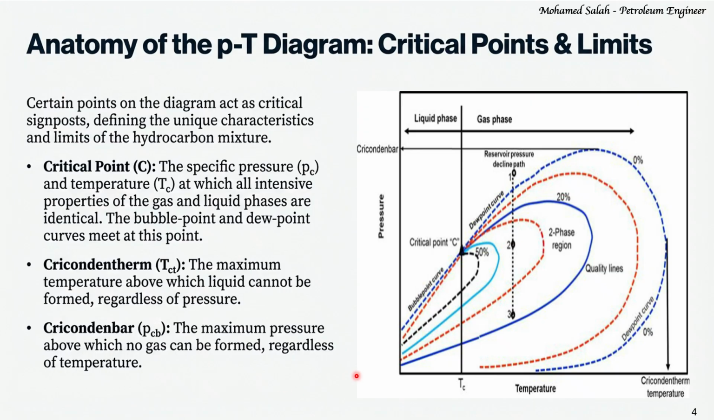Three critical points anchor the PT diagram. The critical point, C, is the unique condition where the properties of the liquid and gas phases become identical, and the bubble point and dew point curves meet.